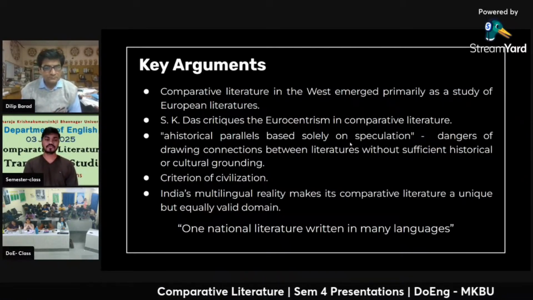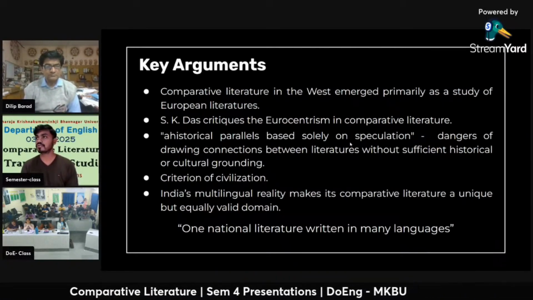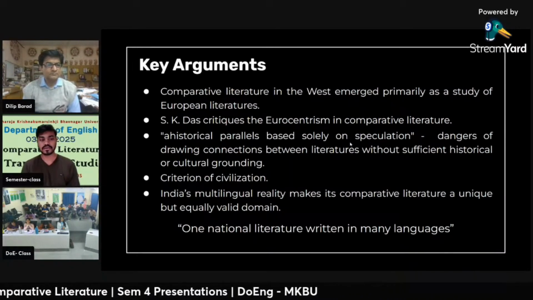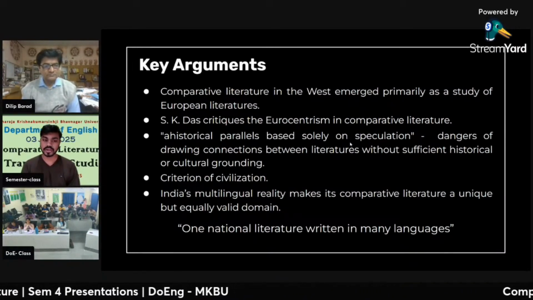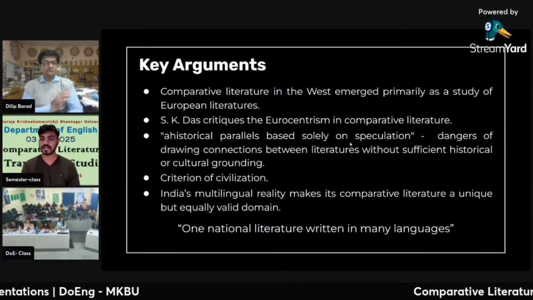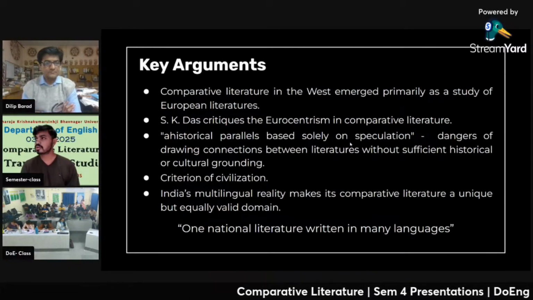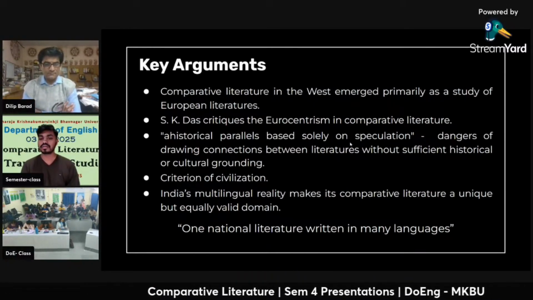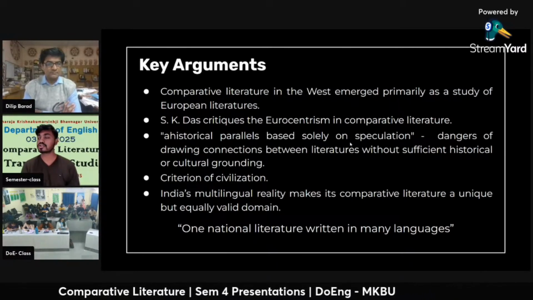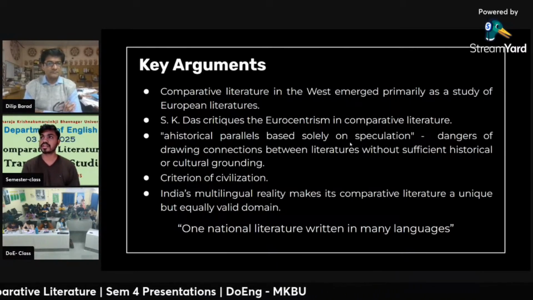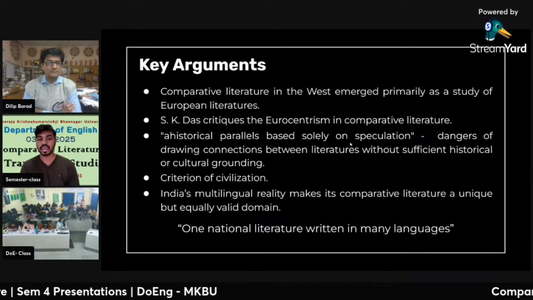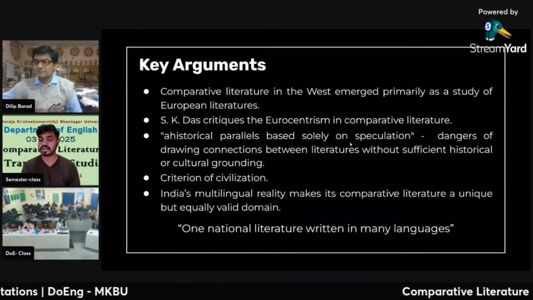And the academic justification for this exclusion of the Oriental literature is given in this line: that historical parallels are based solely on speculations. This exclusion of the Oriental literature is because a Westerner believes that Oriental literature does not have sufficient groundings, whether historical or cultural, and that they are also based on speculation.